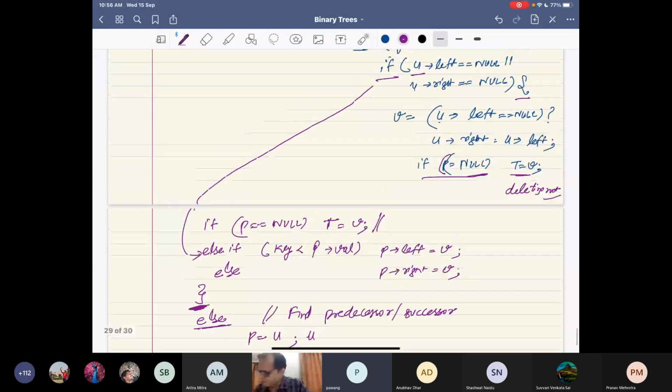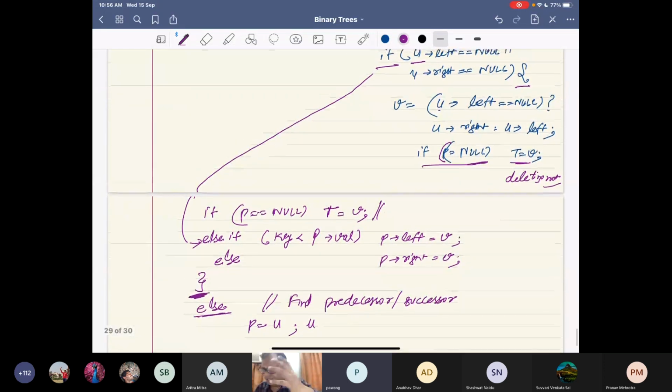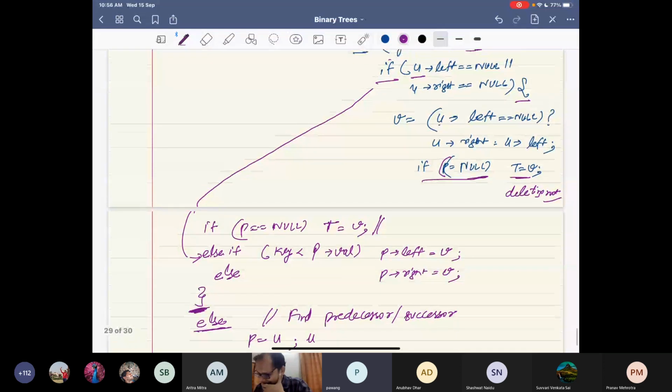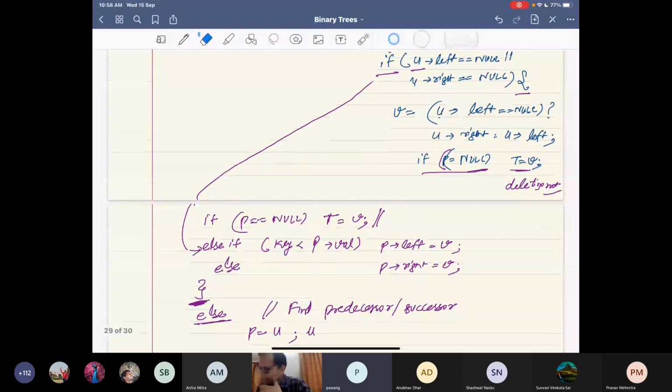And replace. I mean, you replace the key. And that is what I have to do. And that is what I will now do. Okay, else. So I have to find it.